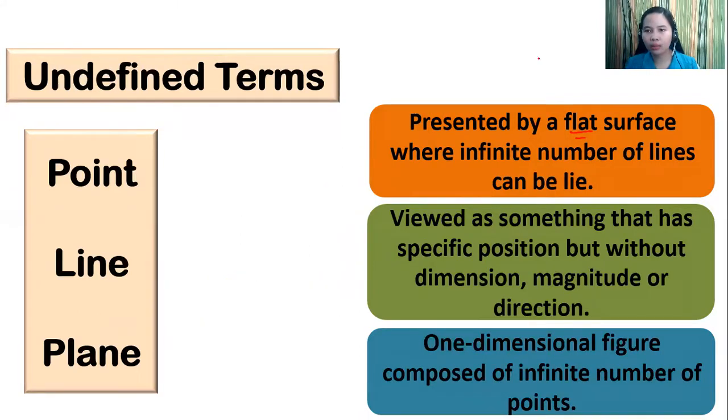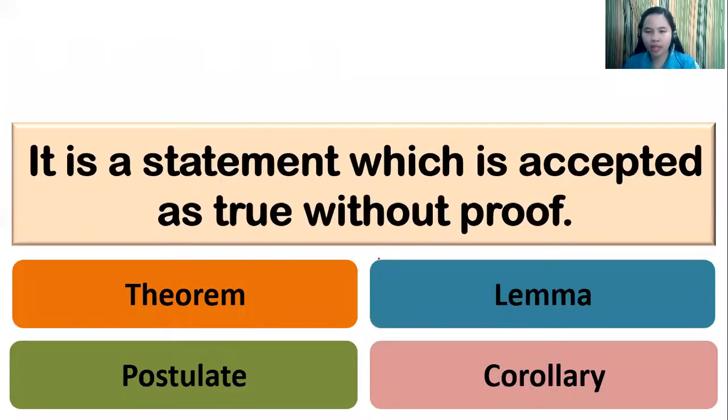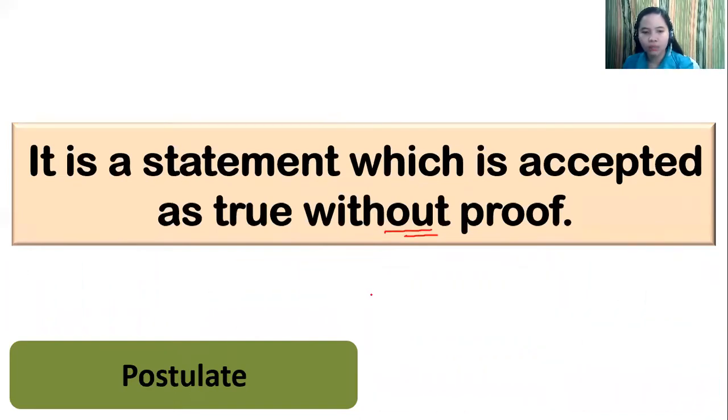Next, how about this item? It is a statement which is accepted as true without a proof. So what do you think is the statement among these four? We have theorem, postulate, lemma, and corollary. You can choose between the two, theorem or postulate. What do you think? You can accept that statement even without proving. So the correct answer, keyword is without a proof, postulate.